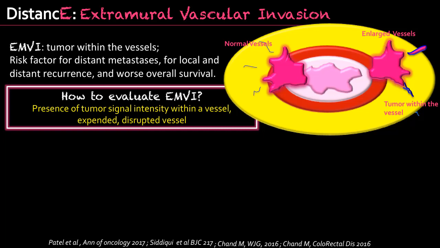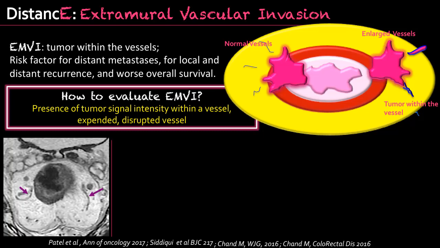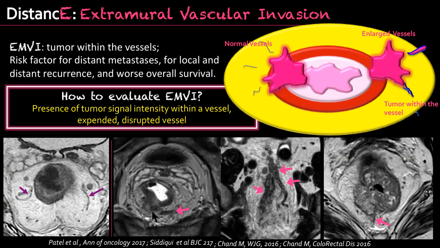So how to evaluate extramural vascular invasion? Well, you look for the presence of signal intensity within a vessel, or an expanded or disrupted vessel. Here you have a very thin, normal vessel. However, if you look at those, they are expanded, very irregular, feeding the tumor, or just collapsed next to the tumor. This is extramural vascular invasion.